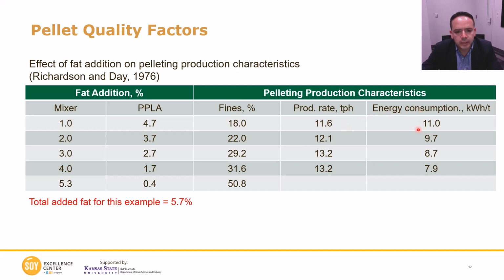And when you evaluate the energy consumption in kilowatt hours per ton, you can also see that as the level of fat in the mixer increased, there was a decrease in energy consumption. And this makes sense because remember that fats are lubricants, and when you have fat in the mixed feed, that fat serves as a lubricant in the pellet die. So it helps with the throughput. The problem is that as the pellets leave the die, they are not going to be good quality, so they are going to start breaking apart, and then they can produce fines.